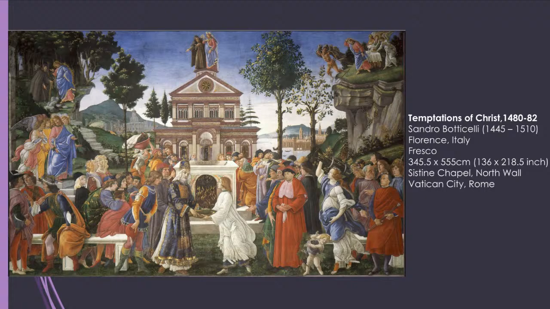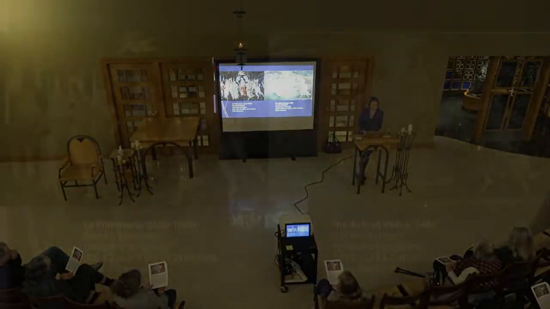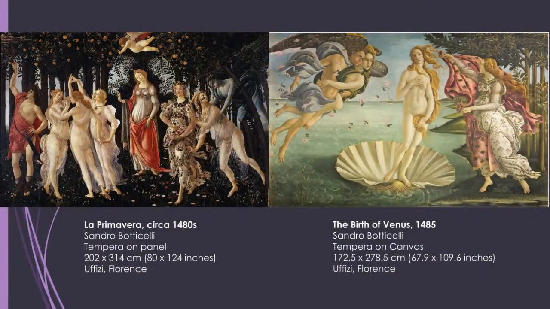During the 1480s and the 1490s, Botticelli produced two of his most famous works: La Primavera, circa 1480, and The Birth of Venus, circa 1485.